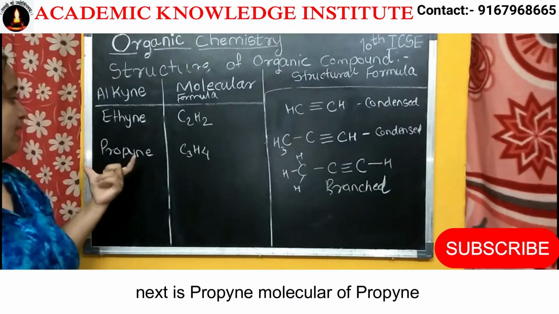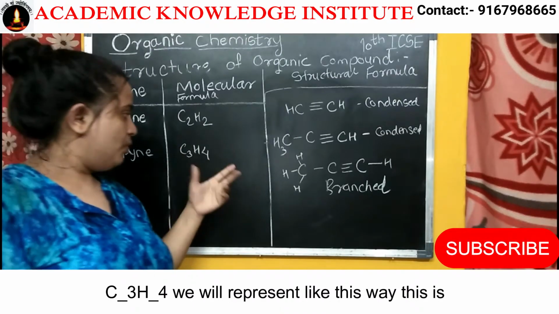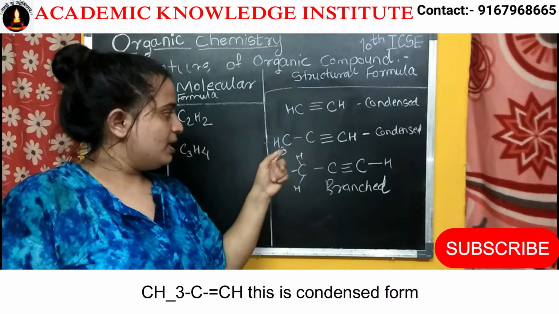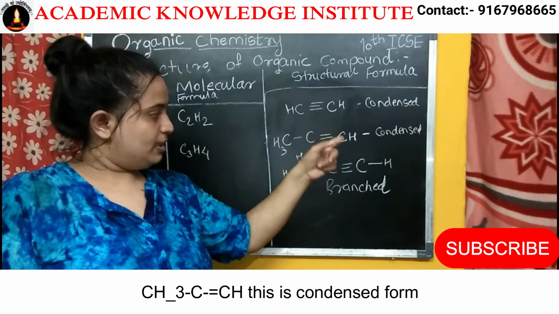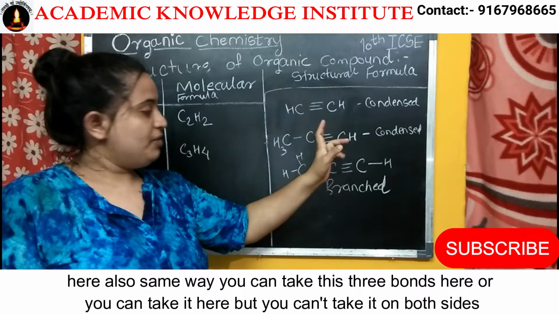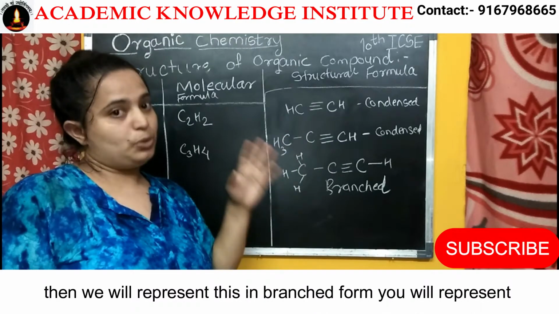Then next is propyne. The molecular formula of that is C3H4, and we will represent it this way. This is CH3 C triple bond CH. This is the condensed form. Here also, in the same way, you can take the triple bond here or you can take it here, but you cannot take it on both sides.